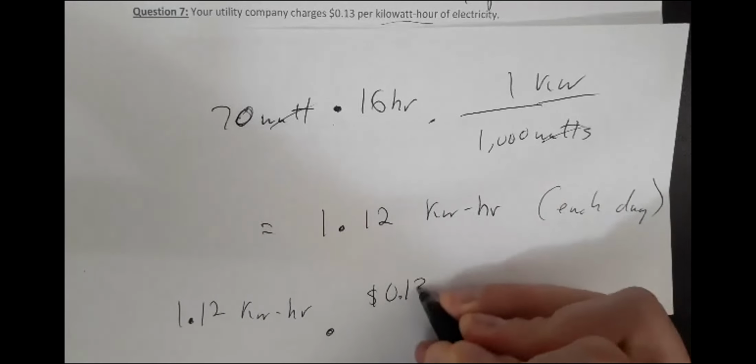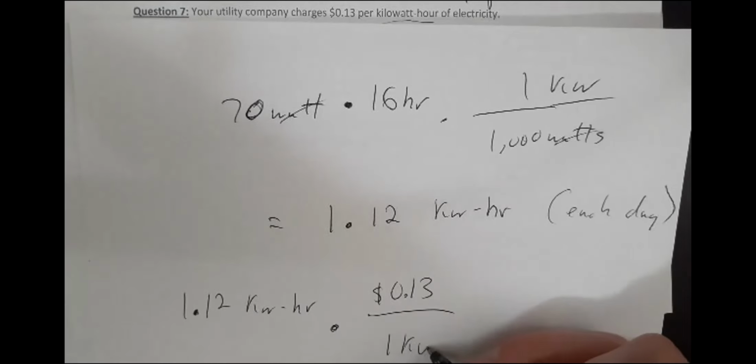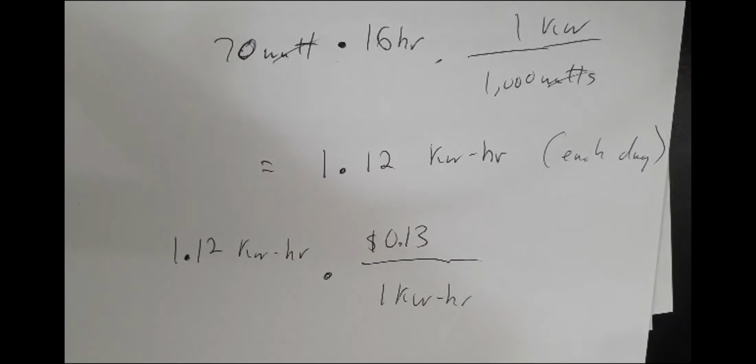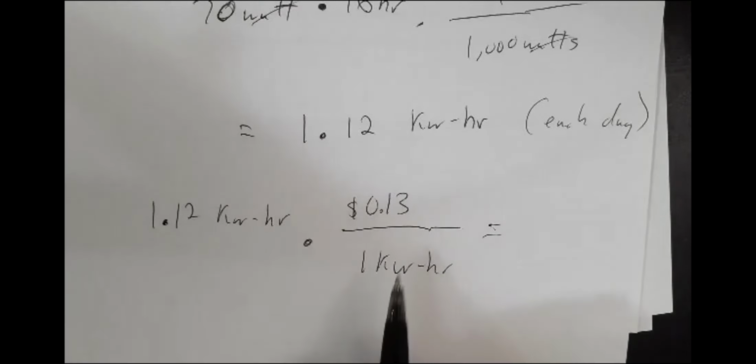This was more straightforward. 13 cents per every 1 kilowatt hour, right? Like I was saying, if they charge 7 cents per apple and we buy 10 apples, we're going to be charged 70 cents, something like that. We're going to multiply these things together to find the cost: the units and then the cost per unit. 1.12 times 0.13.